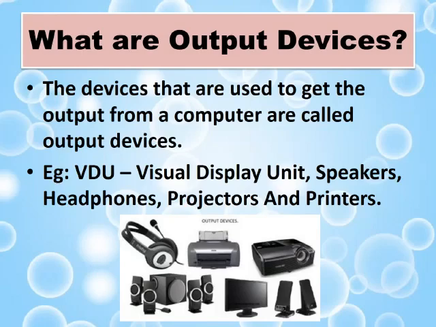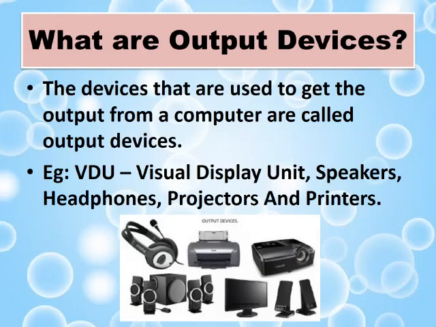Let's know about what output devices are. The devices that are used to get the output from a computer are called output devices. In this list, our monitor is the main one, right? This monitor is called a VDU, Visual Display Unit. The next one is the speaker, which also gives out the voice from the computer. So this one is an output device.